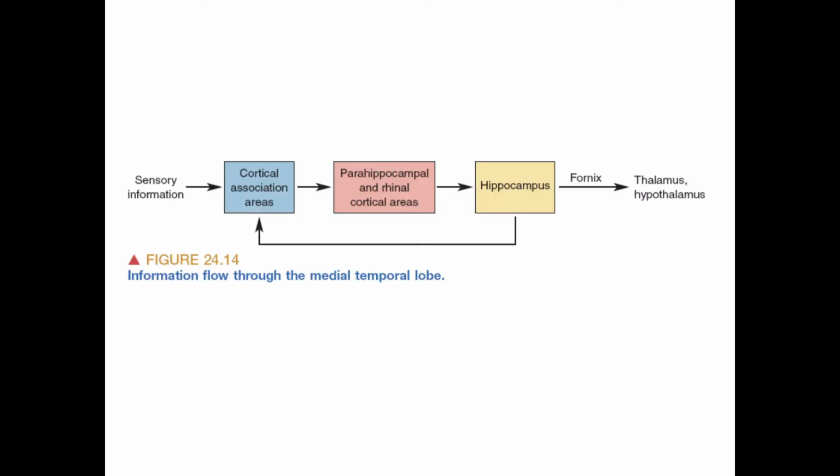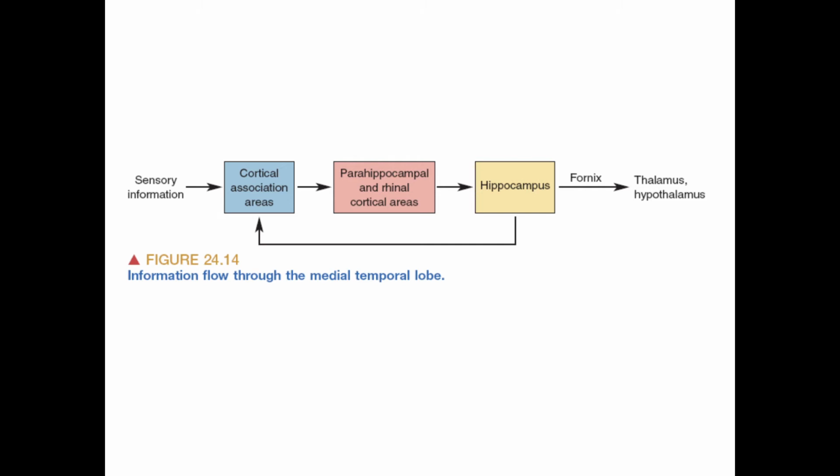So this is the pathway it follows. Sensory information goes to cortical association areas, those complex areas, not the areas recruited for perception, but the areas more related to concepts or complex concepts. And then to the parahippocampal and rhinal cortices, the hippocampus, and through the fornix, which is axons.